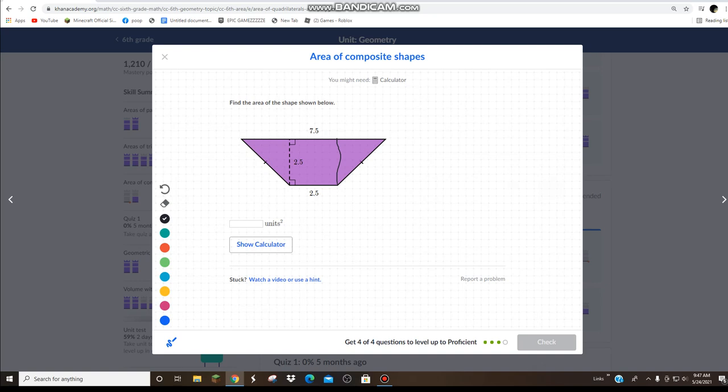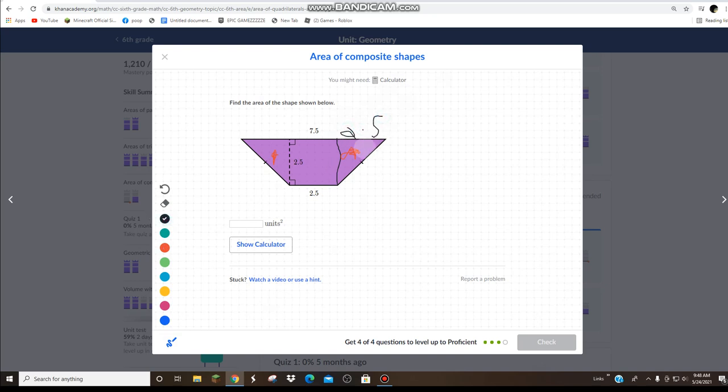Area of composite shapes. This is the last problem we're gonna be doing. So this is 7.5 all the way across, but we know it's 2.5 down here. So this is 5, so there's 2.5 over here, 2.5 over here, which makes it so this red triangle and this red triangle right here are both the same. So now all we have to do is figure out the area of 1.